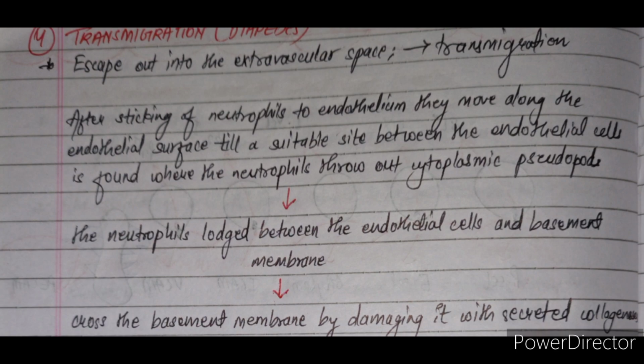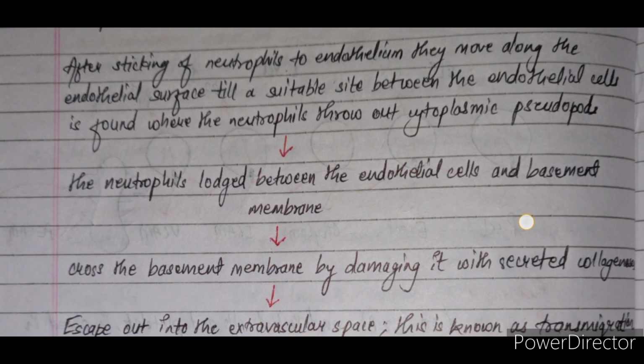Escaping out of WBC into the extravascular space is known as transmigration. After sticking of neutrophils to endothelium, they move along the endothelial surface till a suitable site between the endothelial cells is found where the neutrophils throw out cytoplasmic pseudopods. Then the neutrophil lodges between the endothelial cells and basement membrane.